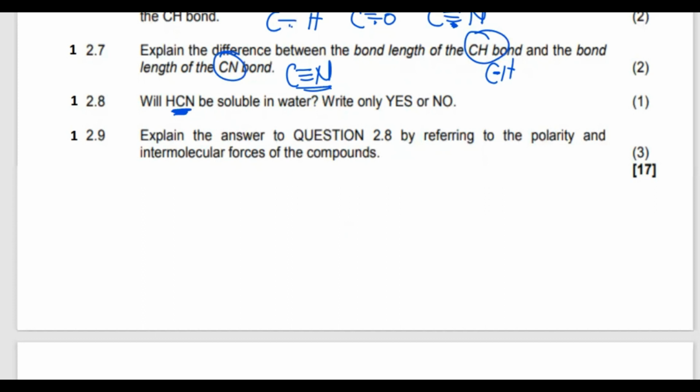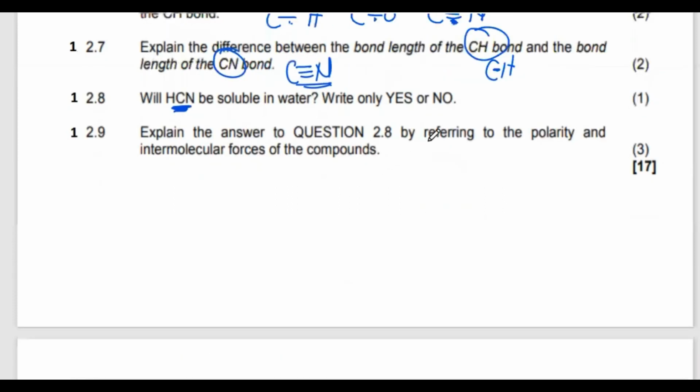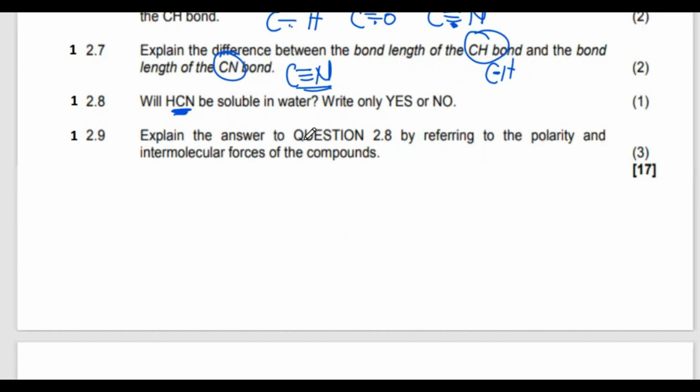Yes. Then we go to the next question. Lebu, are you here? Let's go to the next question. The next question is saying explain the answer. We have said it's referring to the polarity. The electronegativity of hydrogen and carbon is lower than the electronegativity of carbon and nitrogen, making the molecule polar. Hence, there will be an intermolecular force of attraction between this molecule and the water molecule.